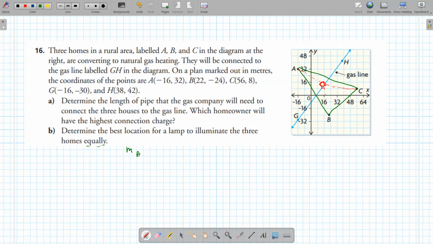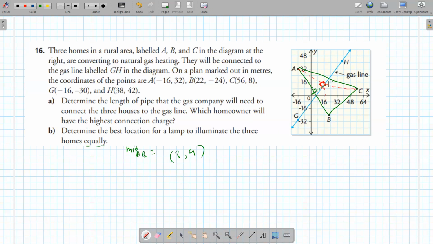We can do this really quickly. You need the midpoint from A to B, which is going to be -16 plus 22 divided by 2. That's 6 over 2, that's 3. On the y, it's going to be 8 over 2, that's 4. So the midpoint of A to B is 3, 4. Now we need this to be perpendicular going this way. That's our midpoint.